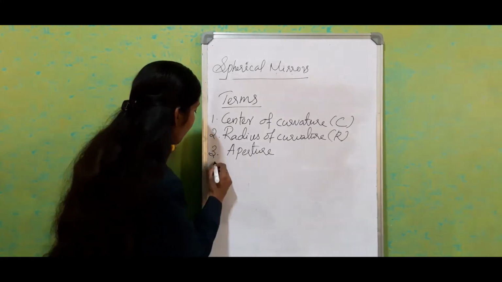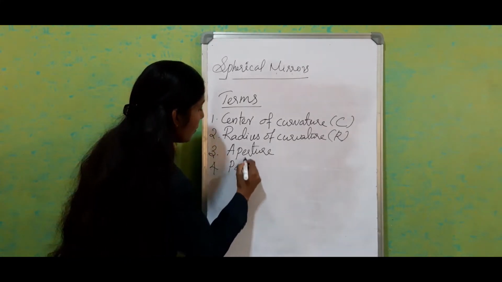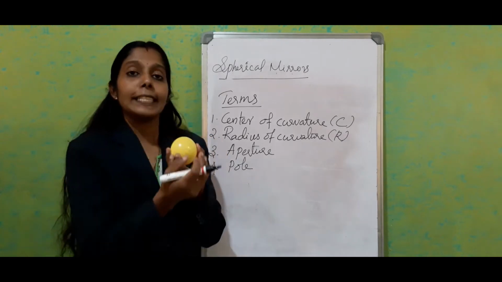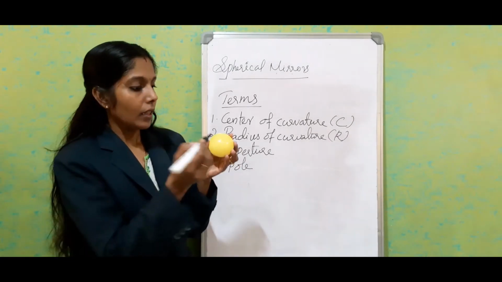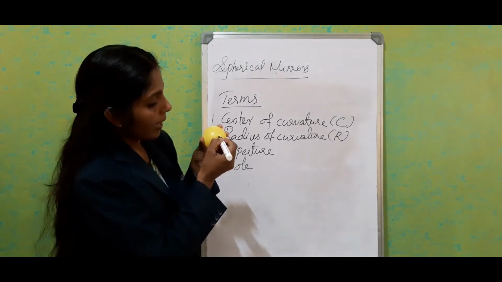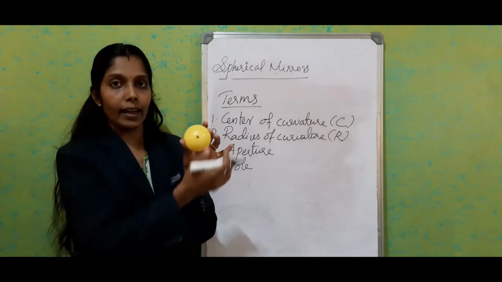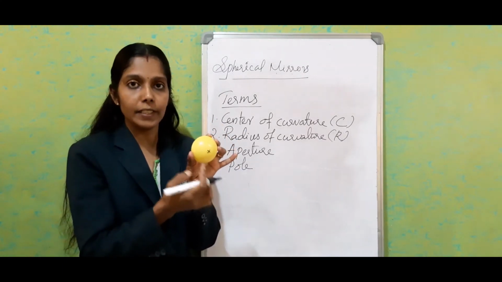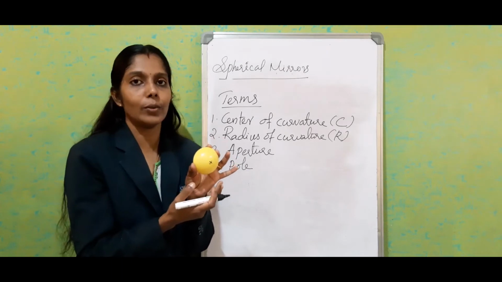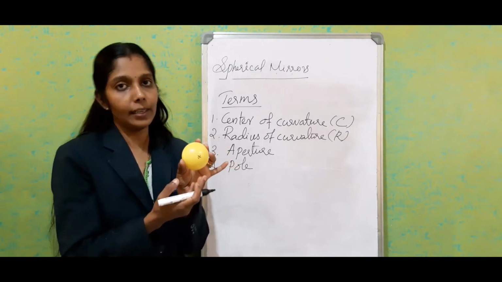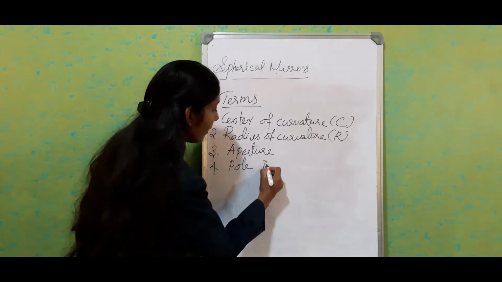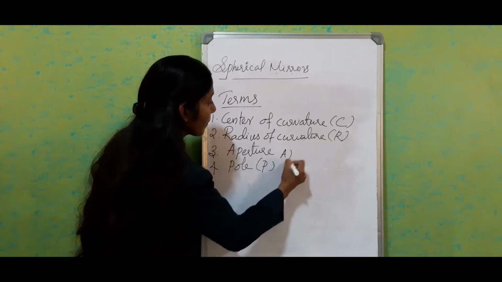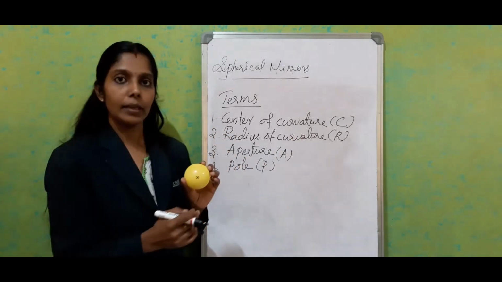Now we have the pole of the mirror. For this reflecting surface, the geometrical center, I am just marking the center here. For this entire reflecting surface, what is the center? That is called the pole of the mirror. We represent the aperture with A and the pole with P.